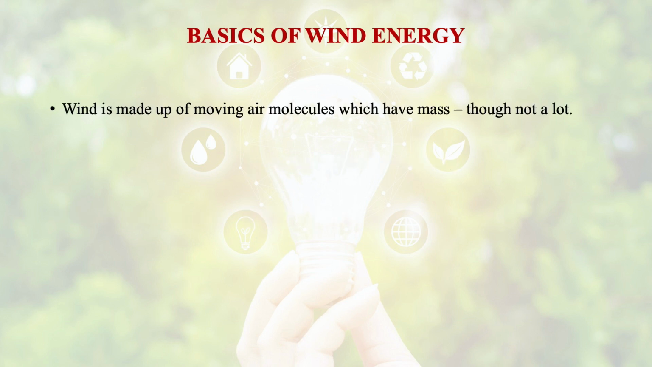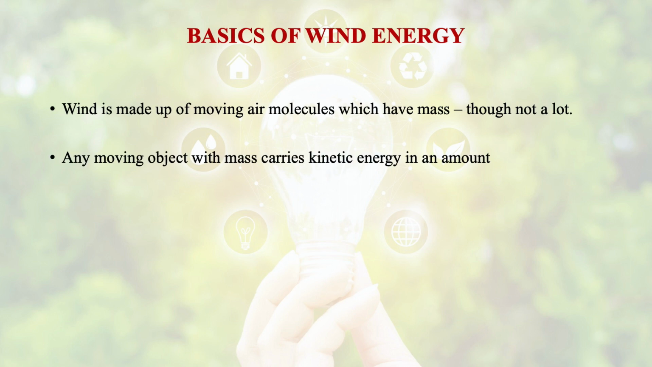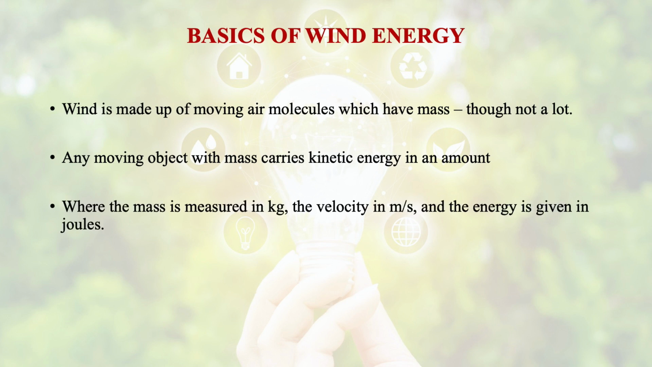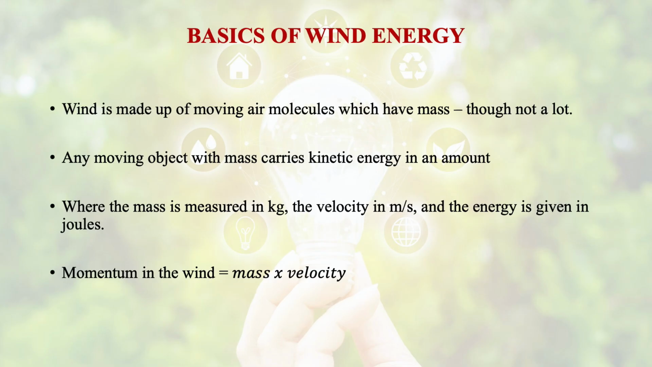As we know, wind is made up of moving air molecules which have mass, though not a lot, but there is. So any moving object with mass carries kinetic energy. Here the mass is measured in kg, velocity is in meters per second, and the energy is given in joules. Then if there is mass and there is velocity, there must be some momentum in the wind. So the momentum of this wind will be given by mass into velocity.